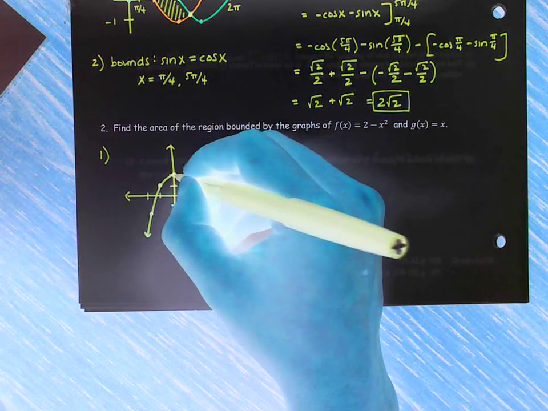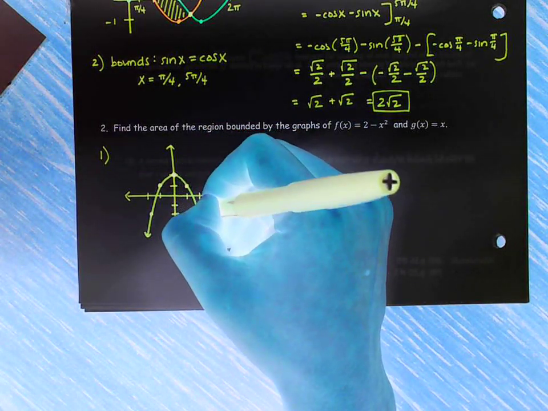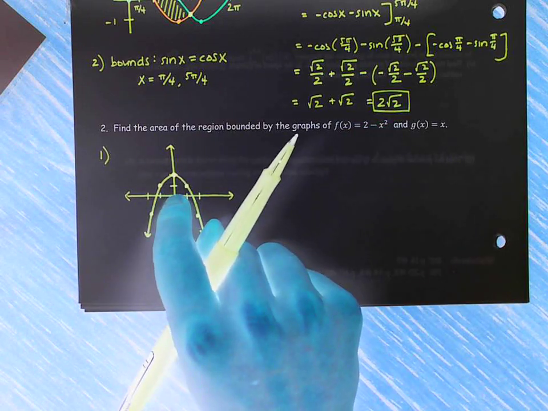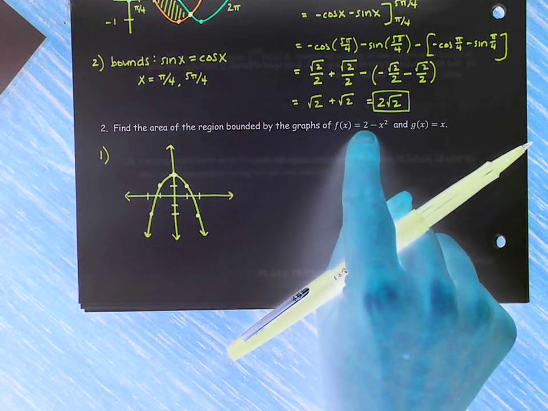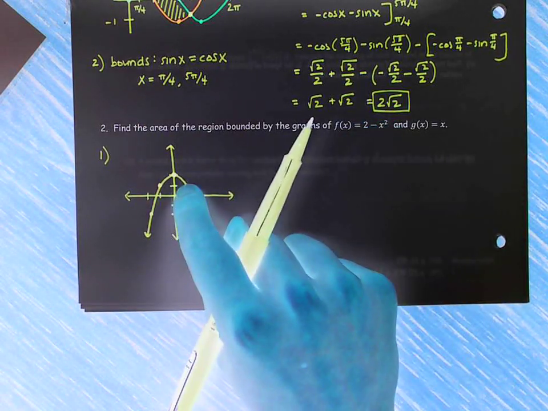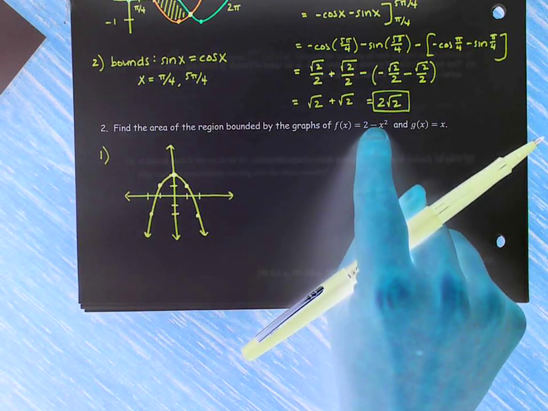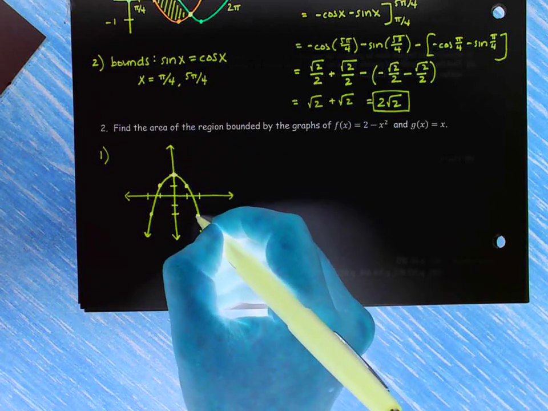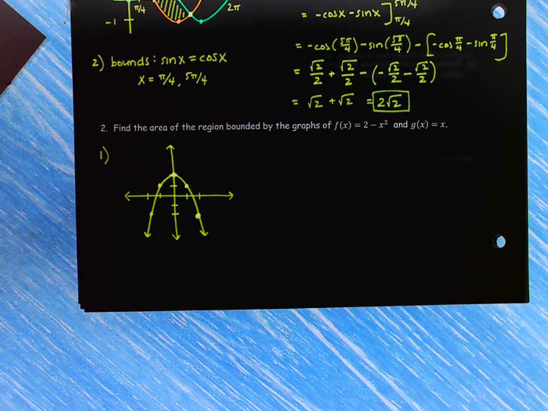Now, some of you guys might be thinking, Mrs. Barnes, how did you do that so fast? You can always plug in values to get these points. So if you plug in 0, you're going to get 2 minus 0. If you plug in 1, you're going to get 2 minus 1, which is 1. If you plug in 2, you'll get 2 minus 2 squared, so 2 minus 4 is negative 2. So you can also find those points just by plugging it into your function. Okay, so there's f of x.